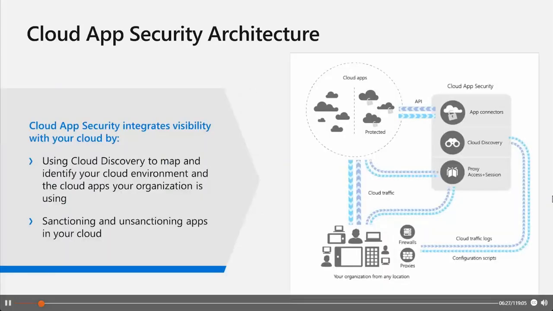As you can see in the architecture overview, you gain a lot of visibility in your cloud or on-premises application ecosystem, because you can use the cloud discovery option to map and identify your cloud environment and the cloud apps your organization is actually using. Second, you can sanction and unsanction apps in your cloud system. You can use easy to deploy app connectors that take advantage of provider APIs, so that you gain visibility and governance of apps that you connect to.